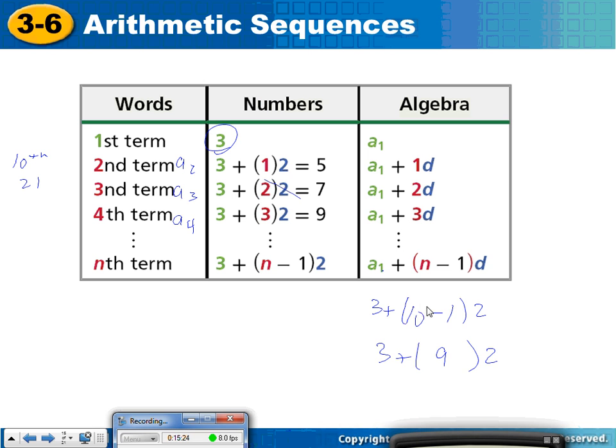So how about if I wanted to know the 501st term? What's my first term? 3. What term do I want? 501st. There's a reason why I said that. Minus 1. What was my difference? 2. I take 501 minus 1 is 500. That's why I did that. What's 500 times 2? 1,000 plus 3 is 1,003. That means the 501st term in this arithmetic sequence is 1,003.